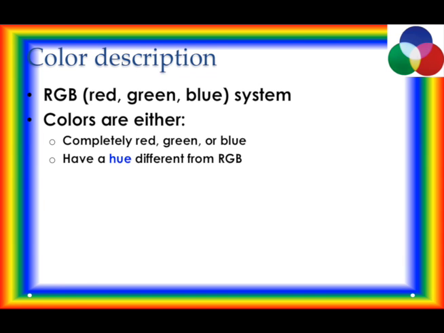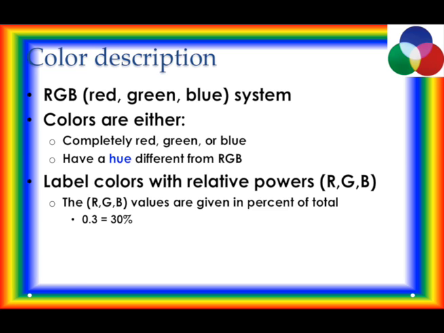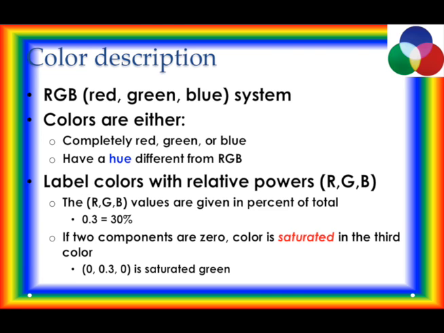So how do we use this red, green, and blue system to describe colors? Colors are basically either all red, all green, all blue, or have a hue that's somewhere in between red, green, and blue. And those hues are what we called cyan, magenta, and yellow. So what we do to label them is we pick a relative power of red, green, and blue. To remind you what a percent is, if we see 0.3, that means 30%. So this color down here, RGB is 0, 0.3, and 0.